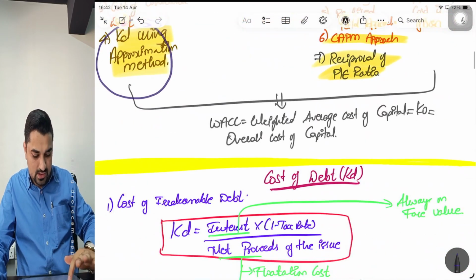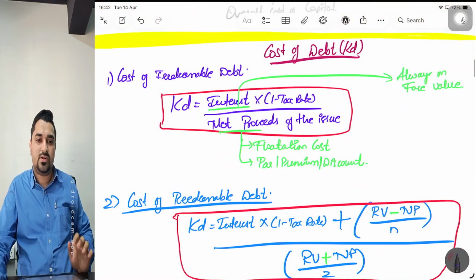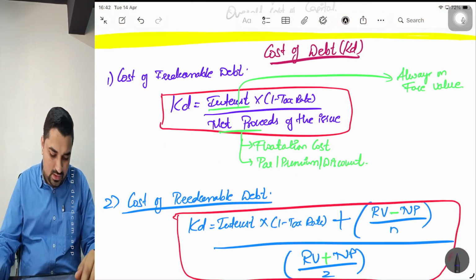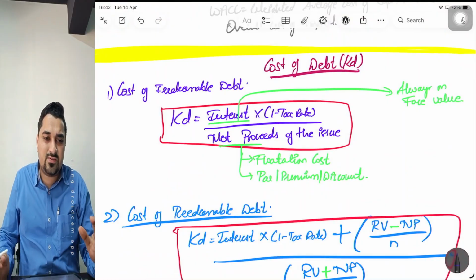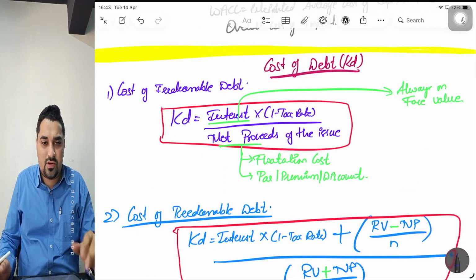So this is what we'll revise today. We'll go one by one, starting with cost of debt. First one, cost of irredeemable debt. What is the formula? Always remember, notations will change from author to author, but ultimately the formula will remain the same.